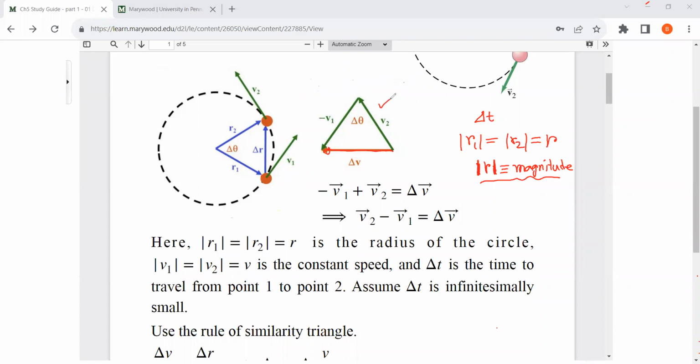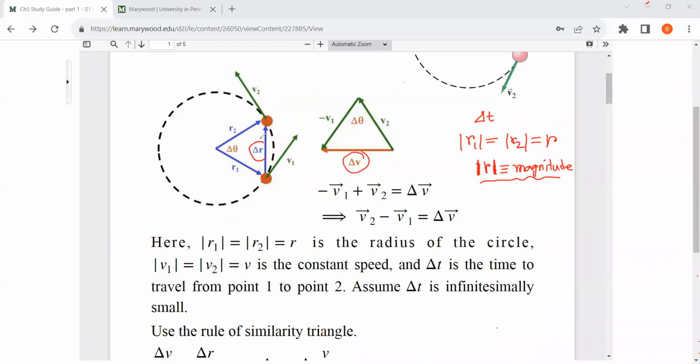So here you have one vector, the first vector. From the tip of the first vector you draw the second vector, and then the tail to tip method tells us that the sum of these two vectors is from here to here, from the tail of the first vector to the tip of the second vector. Okay, and we call it delta v.